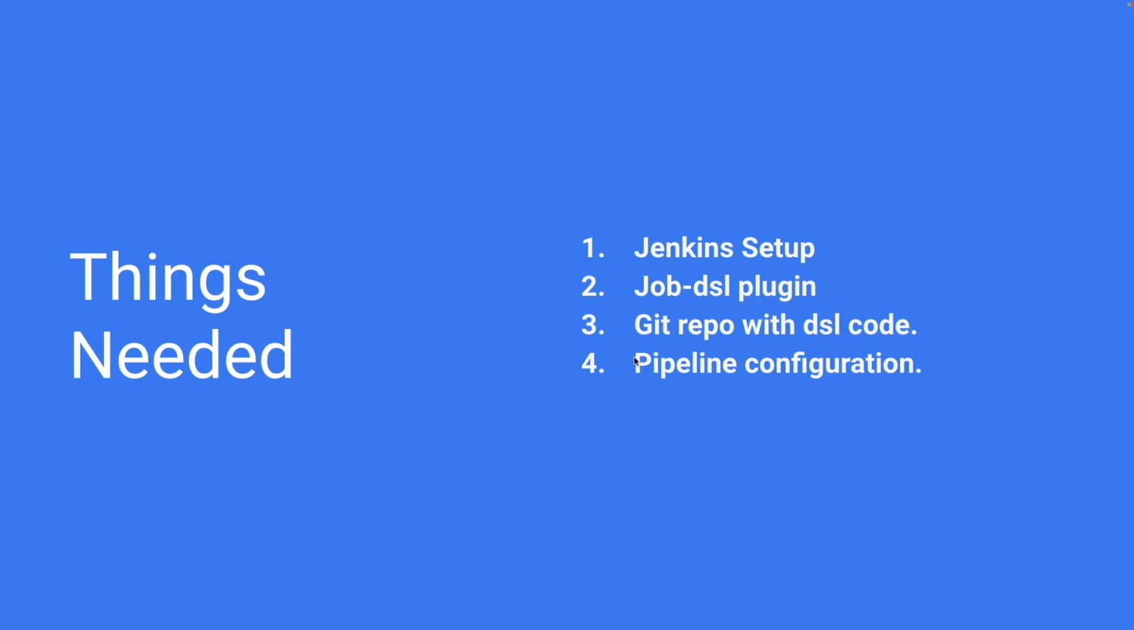So till now we are done with the first two steps. We have our Jenkins setup in place and Job DSL plugin is already installed on that. Now we have to create our Git repo with some DSL code, and then later on we will jump on to the pipeline configuration.